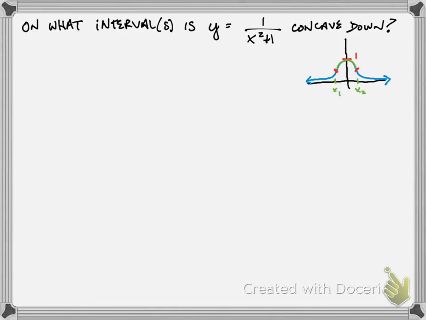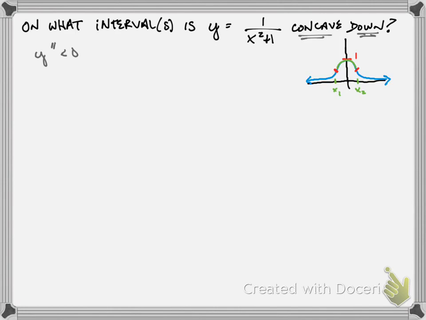So on that interval, we're concave down. We just need to find out where that interval is. What are those x values? What are those input values? In order to determine where it's concave down, big picture, we need to determine where y double prime is negative. So where is y double prime negative is another way of saying where is y concave down.